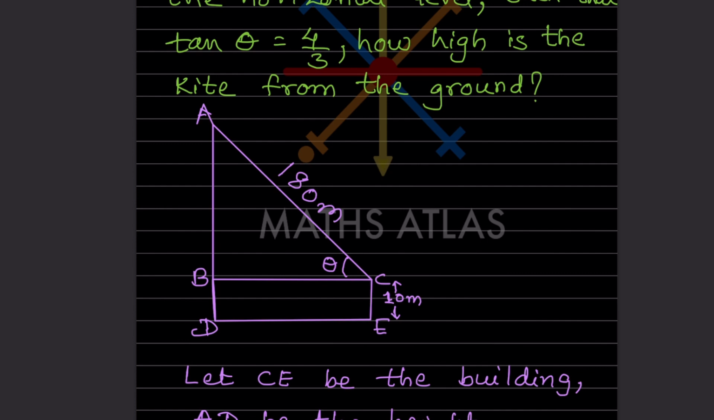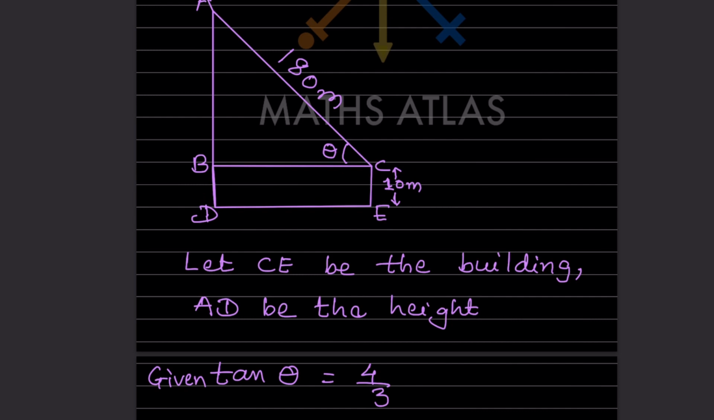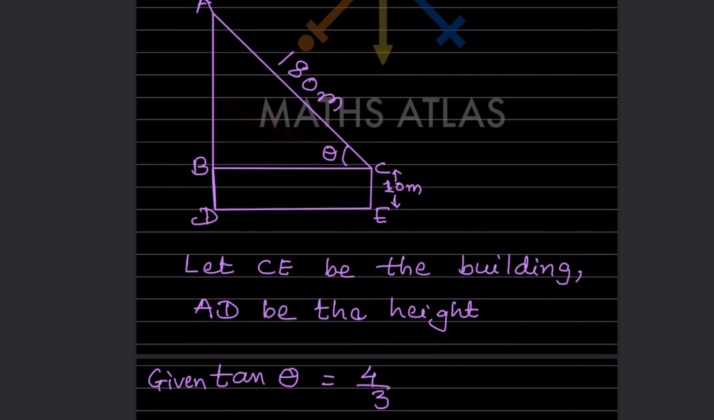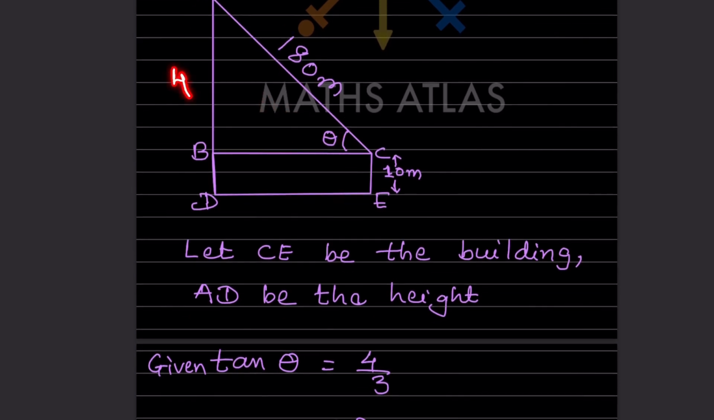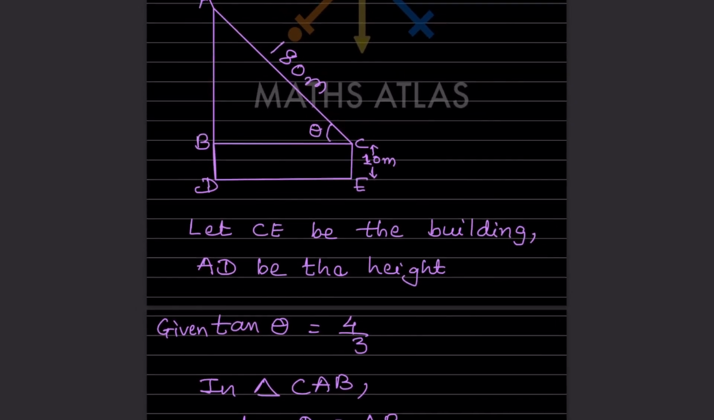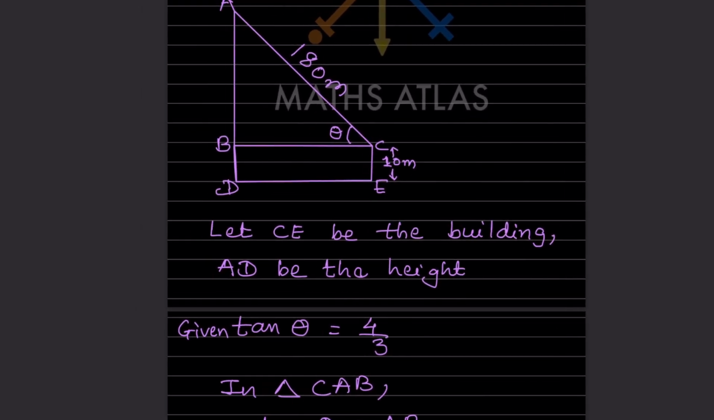So now here, C, B is the building. So this AD is going to be the height. So what we can say here is tan theta is, so now see here, this tan theta is going to be 4 by 3. So what will we do? We will consider this triangle CAB.